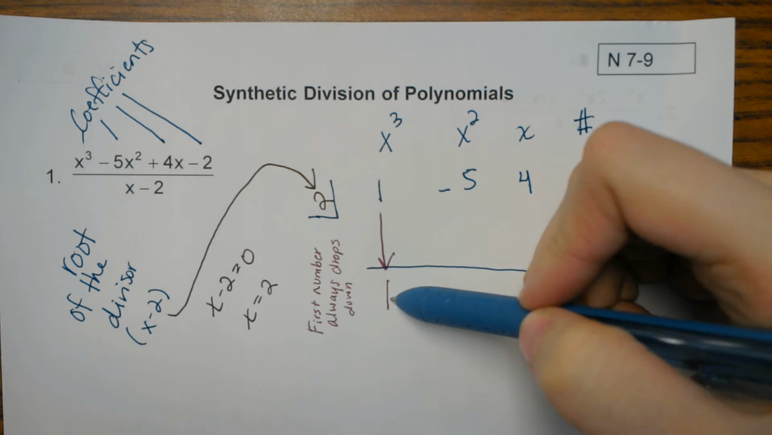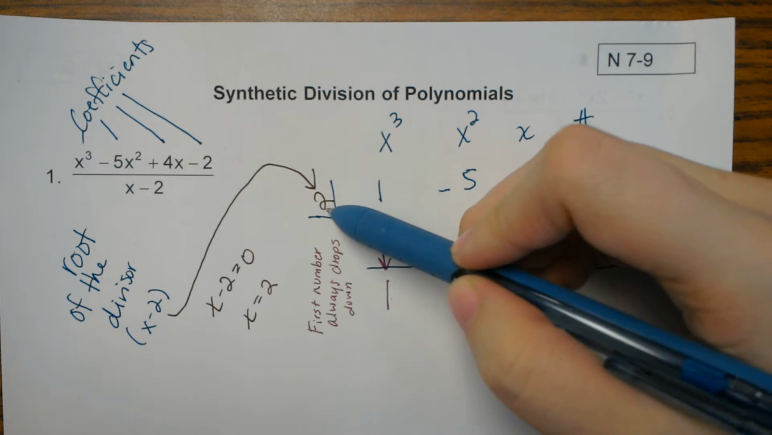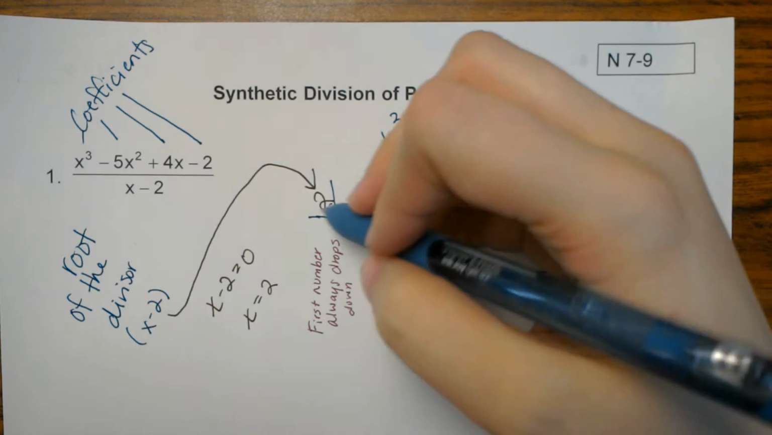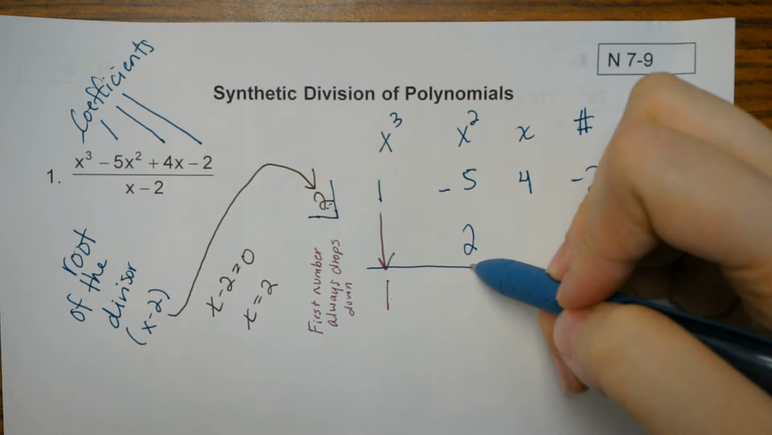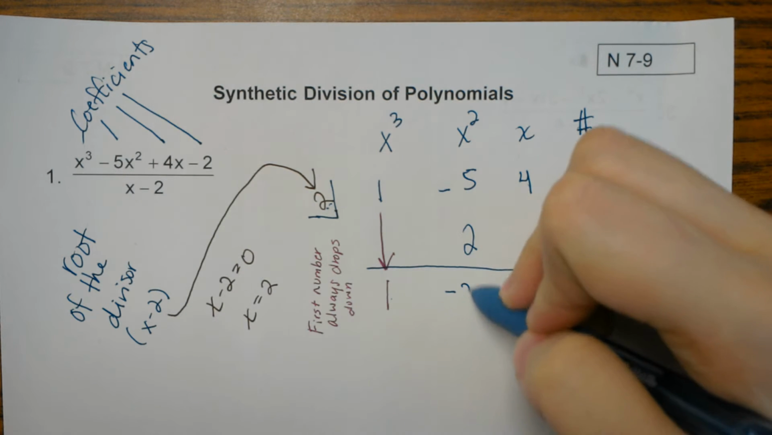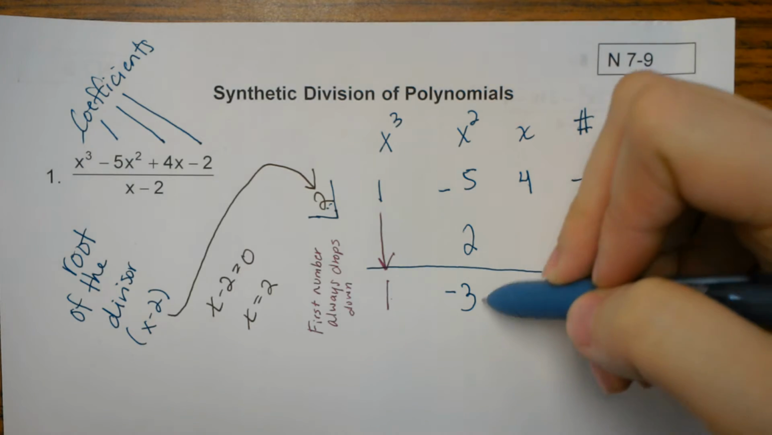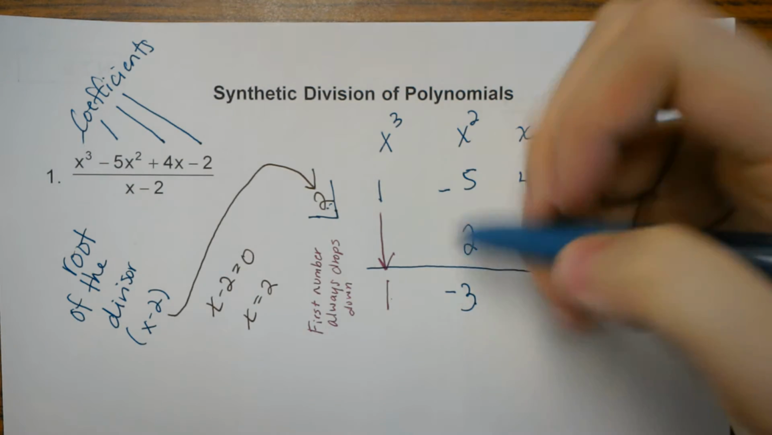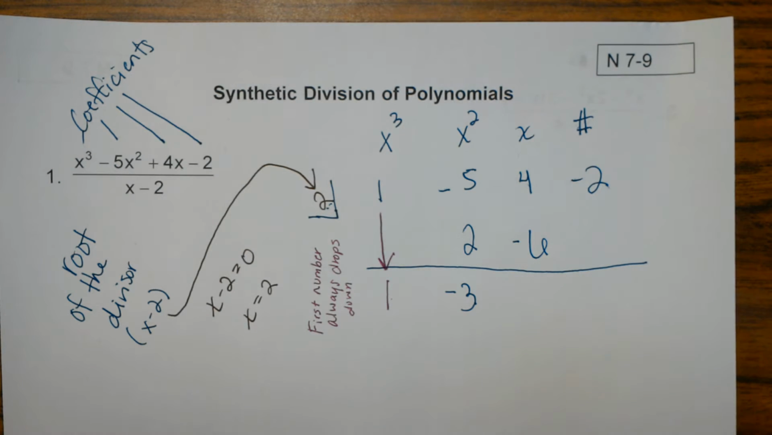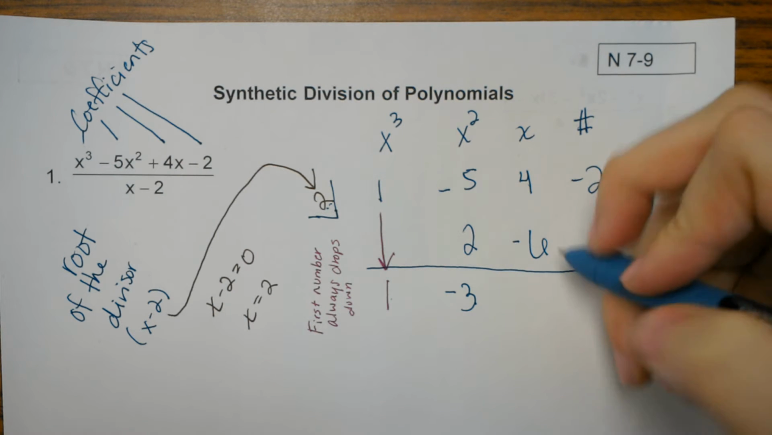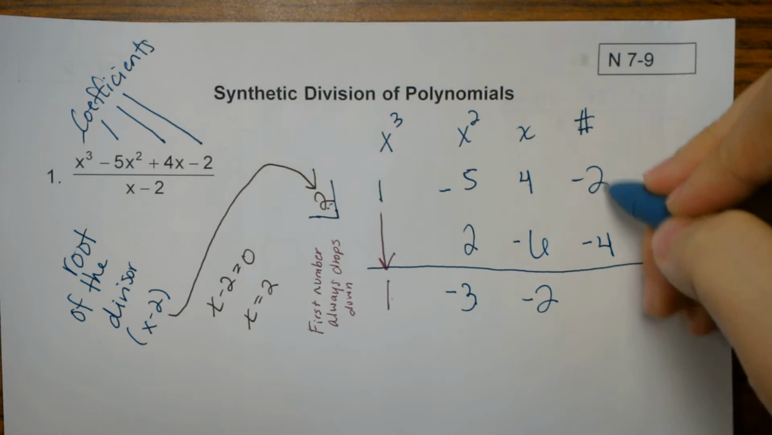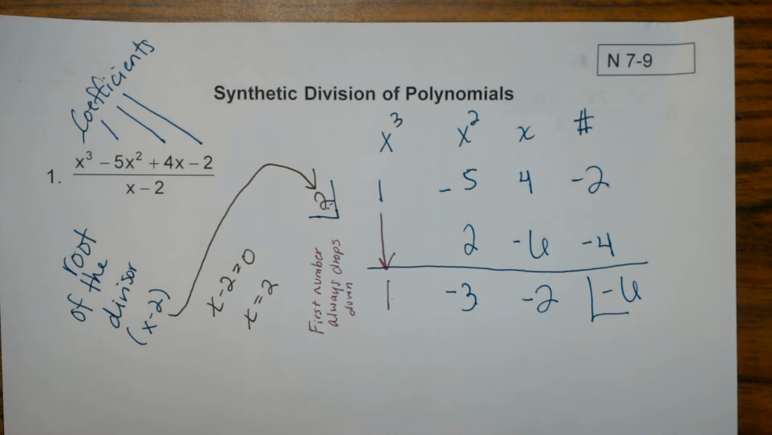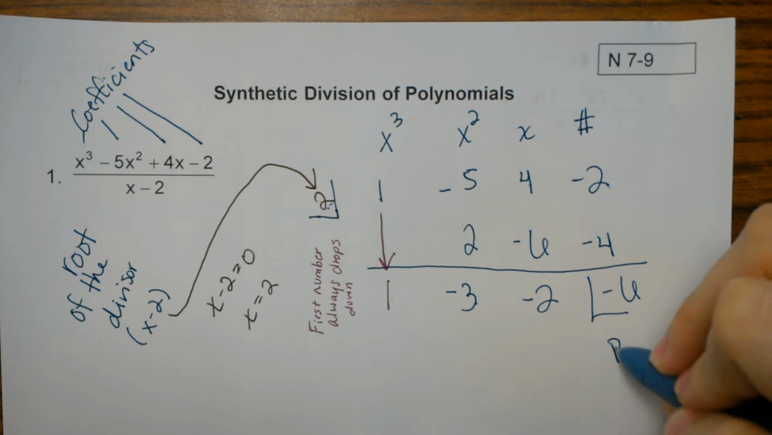And then this number I multiply by the number in the box, my root. 1 times 2, I place it here, 2. Then I add them. -5 plus 2 is -3. And then I multiply again. 2 times -3 is -6. Then I add. And then I multiply, I get -4, and then I add, and I get -6. And once I get down to the last column, this is my remainder.